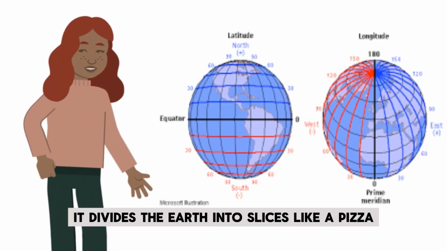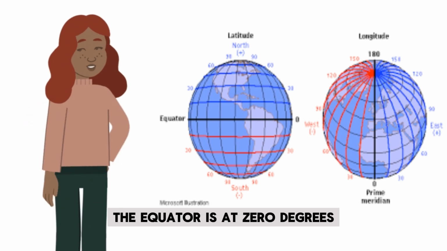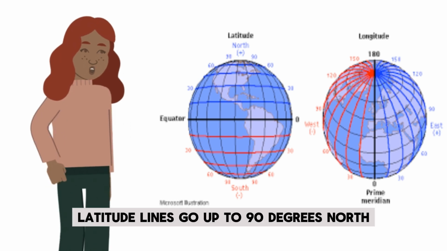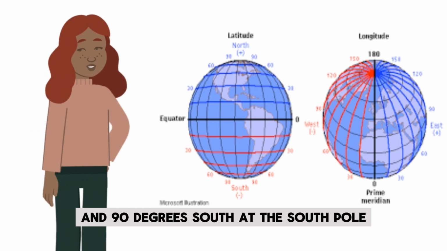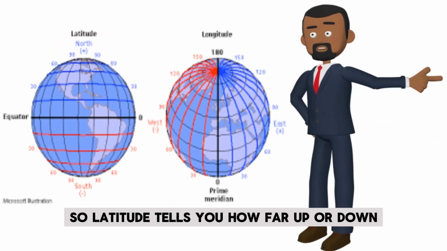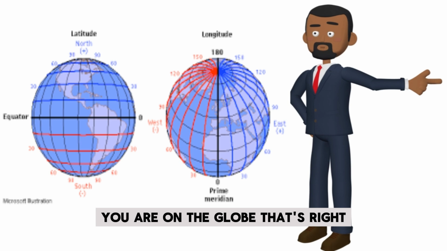It divides the Earth into slices like a pizza. The equator is at 0 degrees, right in the middle of the Earth. Latitude lines go up to 90 degrees north at the North Pole and 90 degrees south at the South Pole. So, latitude tells you how far up or down you are on the globe.